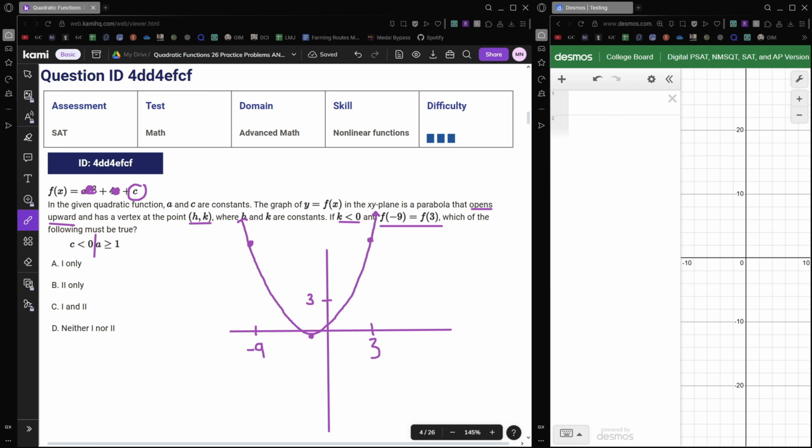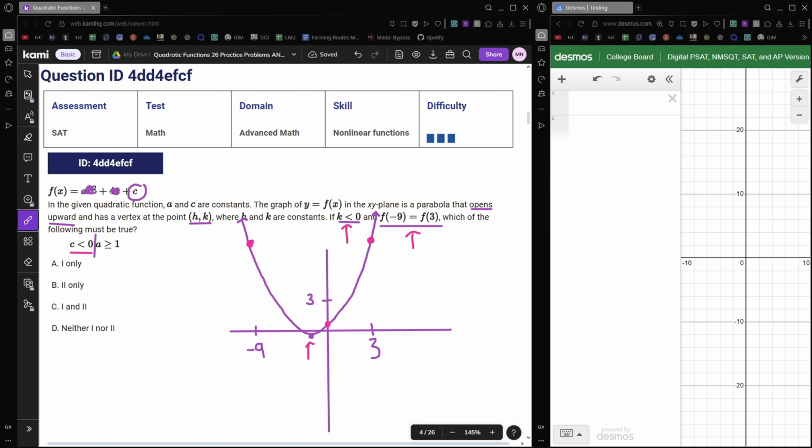Alright, so I went ahead and redrew the graph, and would you not say it still meets all the requirements? First up, does the parabola open upwards? Yes, it does. Second, is k less than 0? Yes. The y value of the vertex is negative. And lastly, is f of negative 9 equal to f of 3? Or do the points at negative 9 and 3 share the same y value? They do. This time, our y-intercept is positive. This means that the y-intercept doesn't always have to be negative. It could possibly be positive. So 1 isn't necessarily always going to be true.